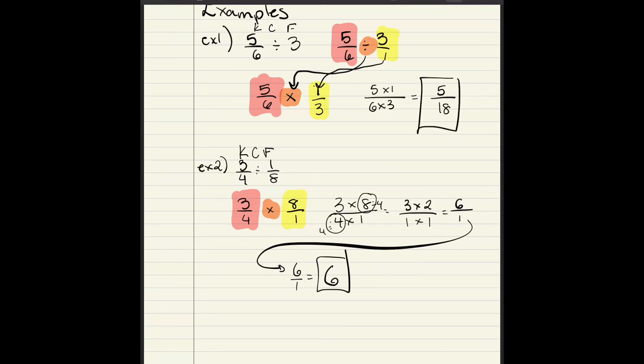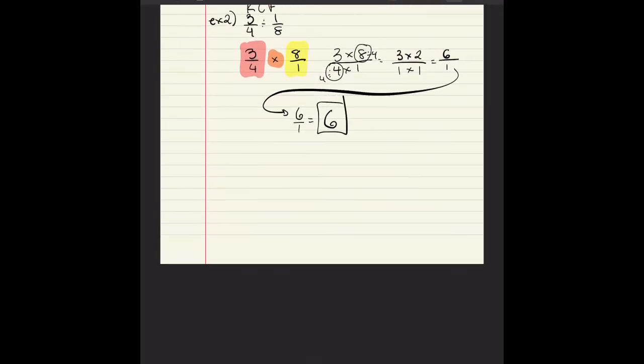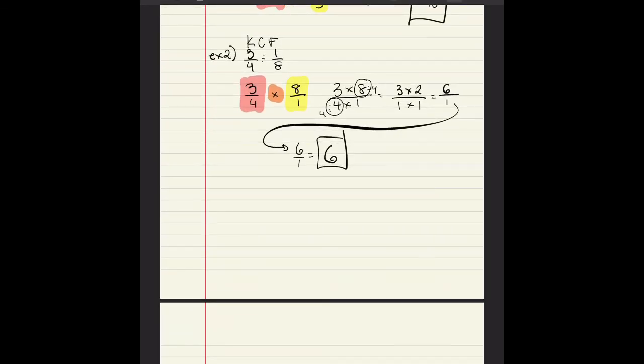The most important thing to remember from this lesson is KCF. So kind of like Kentucky Fried Chicken, except Keep, Change, Flip instead of Kentucky Fried. So KCF, where K is our keep, where C is our change, we change the symbol, and F is our flip, because you flip the second fraction.